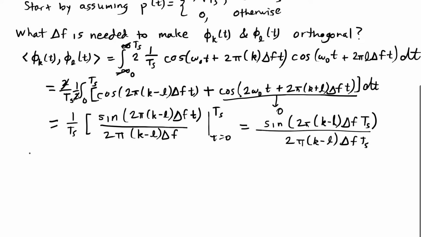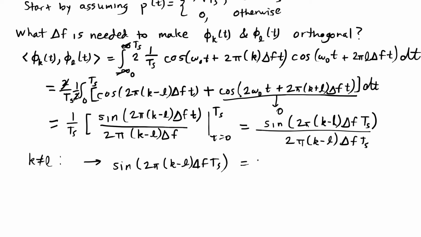Now k is not equal to l, right? So we're talking about two basis functions that are not the same basis function, because I know that when I use the same basis function, I'm going to get the energy, which should be 1 for an orthonormal basis. But for k not equal to l, that's the question I'm trying to answer. I'm trying to get this integral to be 0 for k not equal to l. So I know that in order for this fraction to be 0, what I need is the numerator to be 0. I need sine of 2 pi (k minus l) times delta f times t sub s to be equal to 0.